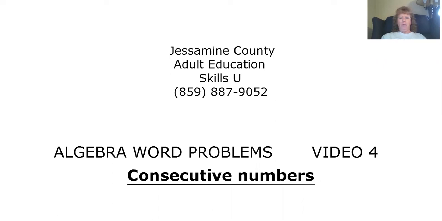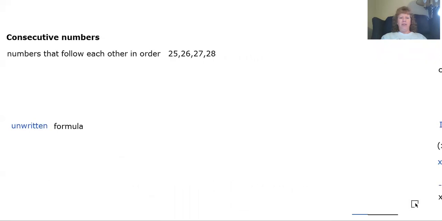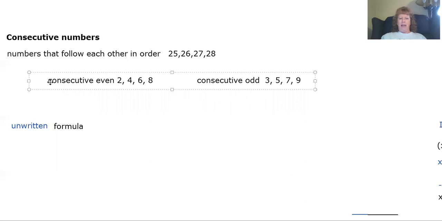Thanks for joining me for my fourth video in this series on algebra word problems, and I'm going to be looking at consecutive numbers. So consecutive numbers are numbers that follow each other in order. So whether you have 25, 26, 27, 28, or 1, 2, 3, it's just numbers that the way you would count them would be consecutive numbers. Consecutive even or odd numbers are the same thing. You just count, if you start with 2 and count by even numbers, 2, 4, 6, 8. Or consecutive odd numbers, you just count odd numbers in a row, 3, 5, 7, 9.